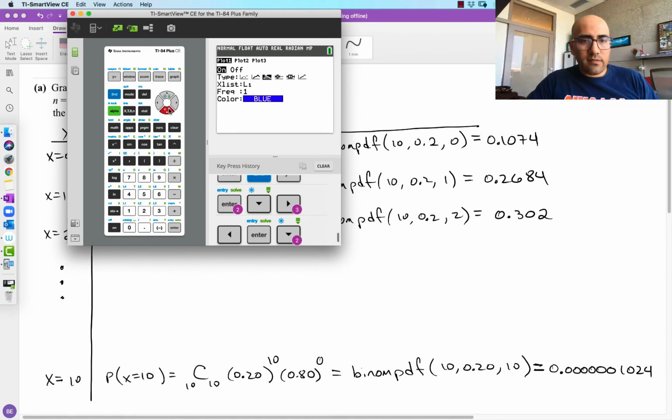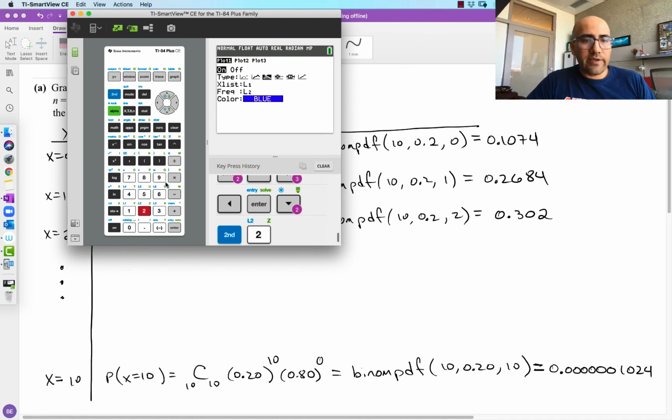And then we want the height of each one. So the x-axis values are going to be the values on list 1. And we want the y-axis values to be the frequency, and that's going to be the values that are on list 2. These are the probabilities associated with each value. So we're going to hit L2 right here. Good. That's assuming that you put your values on L1 and L2. If you put them on different lists, just keep track of that and put them here.